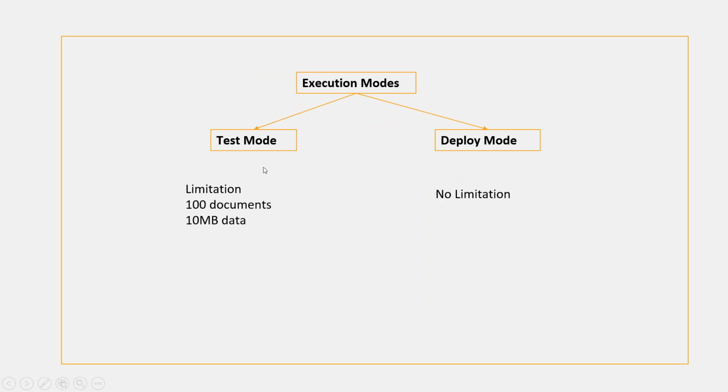Execution modes. There are two types of modes, test mode and deploy mode. We were executing the process in test mode. Remember, on the process we clicked on Test and executed the process by selecting the atom. That is called test mode. We also have deploy mode, which we'll be discussing later in the classes. The difference is that test mode has a limitation where we can only execute 100 documents and 10 MB of data, whereas deploy mode has no limitation.